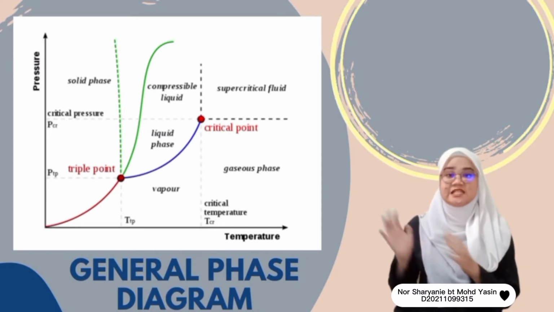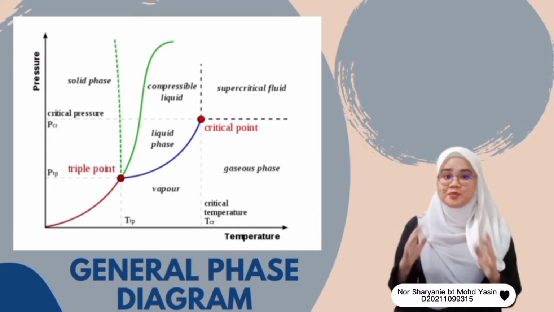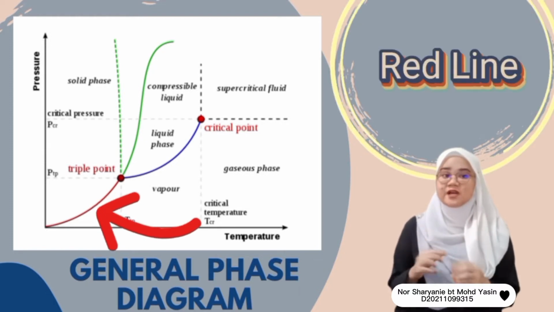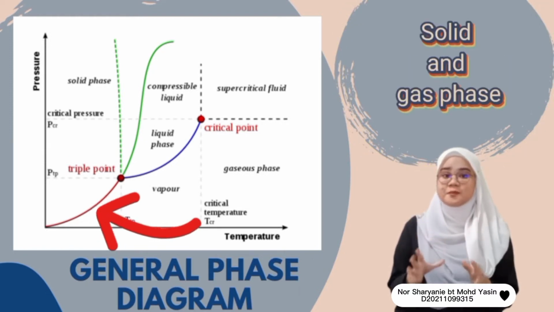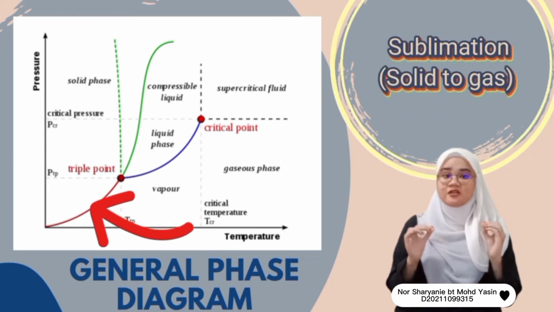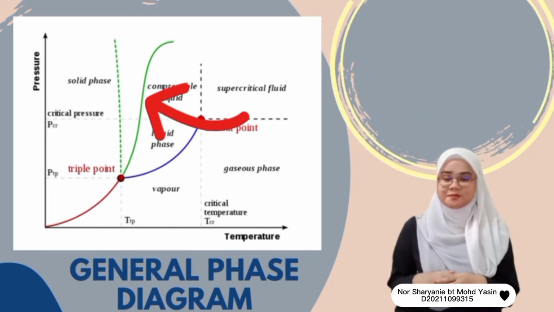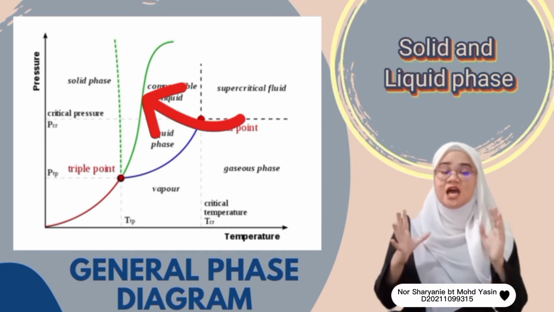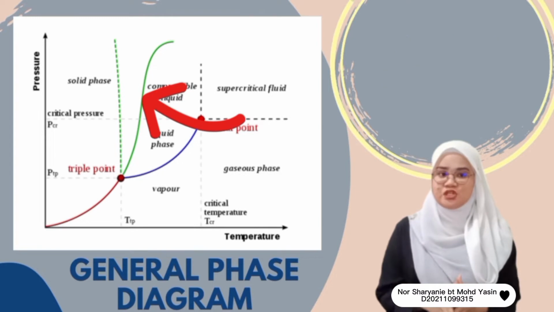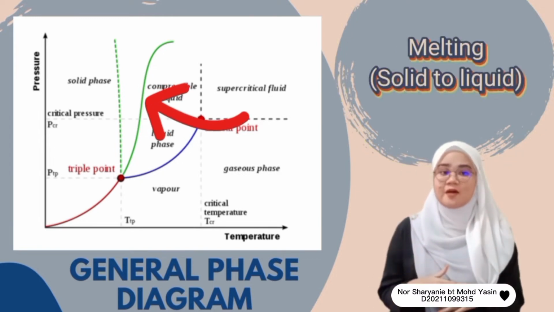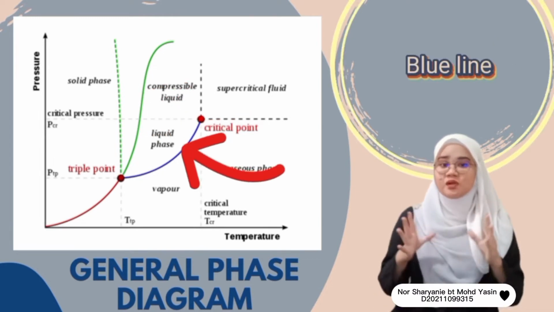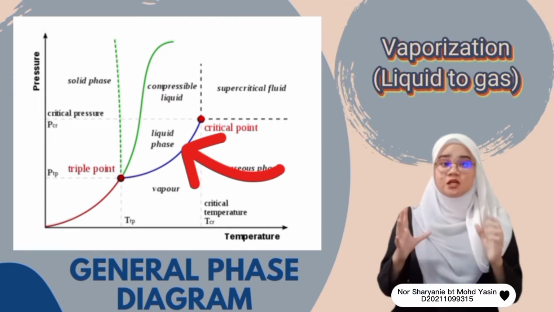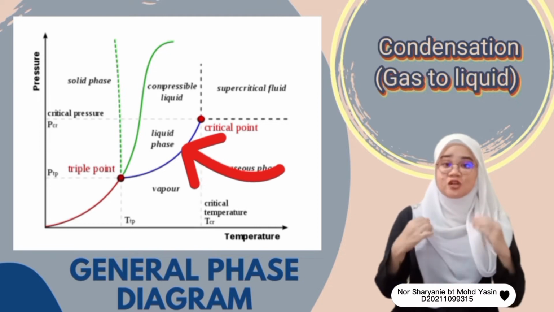For your information, this is a graph of a general phase diagram. Based on this graph, the red line divides the solid and gas phase. So this represents sublimation and deposition. Then the green line in this graph divides the solid and liquid phase, so it represents melting and freezing. The blue line divides the liquid and gas phase, representing vaporization and condensation.